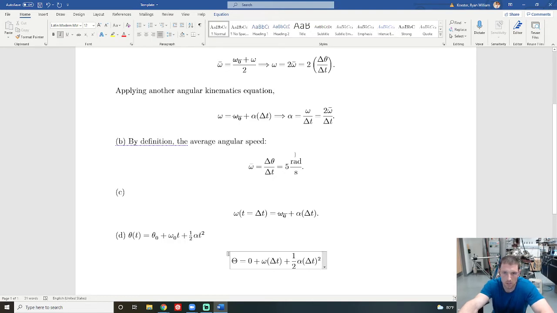Omega is going to be, it looks like, 10 radians per second, right? Because it's double the average angular speed from part B. And then alpha is constant, right? So it's just what we found for part A, this result here. So this is how you would do this.